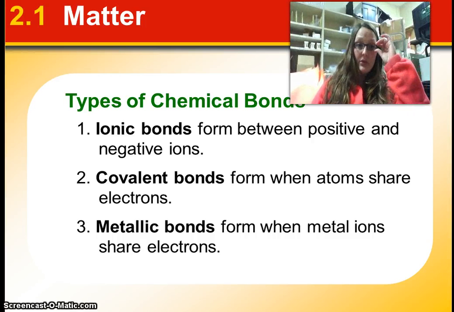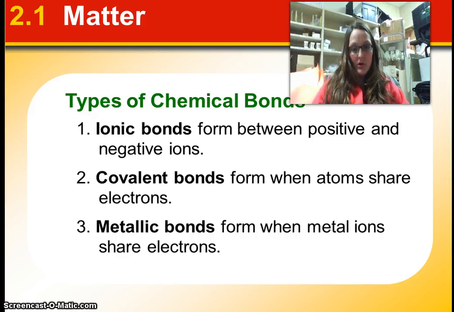Okay, so these are the three types of chemical bonds that we are going to be talking about. Okay, there are more bonds, but these are the main ones. We're going to be talking about ionic bonding, which is where you give away an electron or receive an electron. Covalent bonding is where they share electrons. And then, of course, metallic bonding is where metals share electrons.